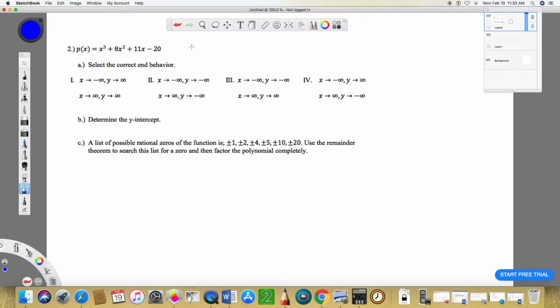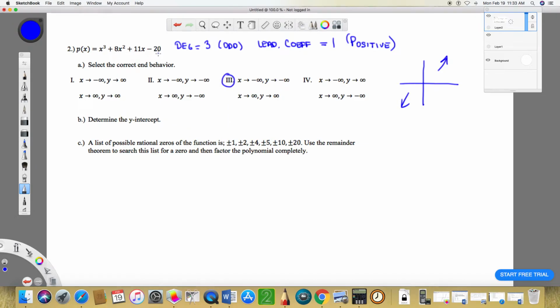The degree of this is 3, which is an odd number. The leading coefficient is positive 1. The leading coefficient theorem tells us the end behavior then: since the leading coefficient is positive and the degree is odd, as you move to the left, you're going down on the graph, or as you move to the right, you're going up.